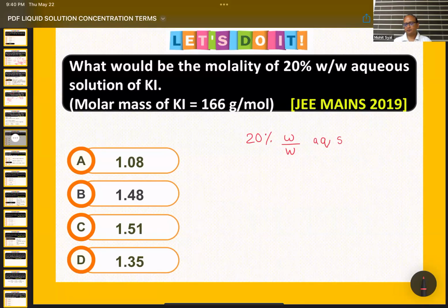Aqueous solution of KI. So let's check it. This also we are going to do in the same way. Normally if the quantity is not given and if the percentage is given, but the overall quantity of the solution is not given, I start with 100. So 100 gram of solution contains 20 gram of KI. That's what mass percentage means.